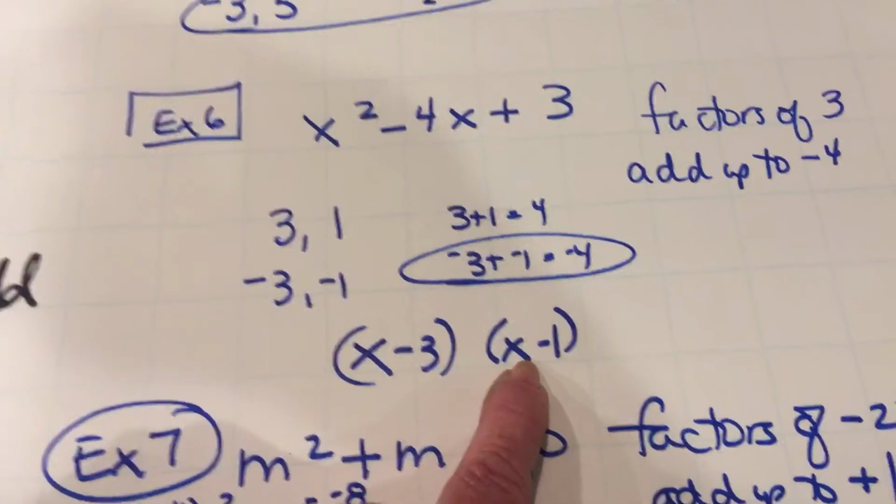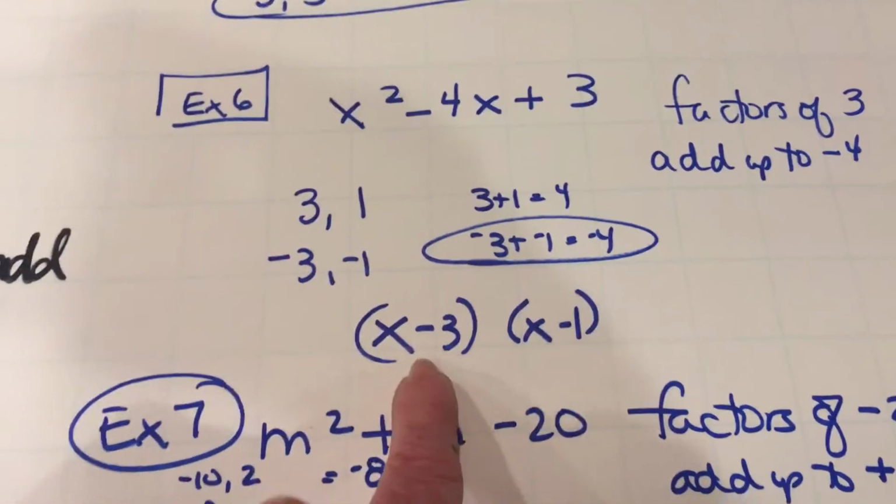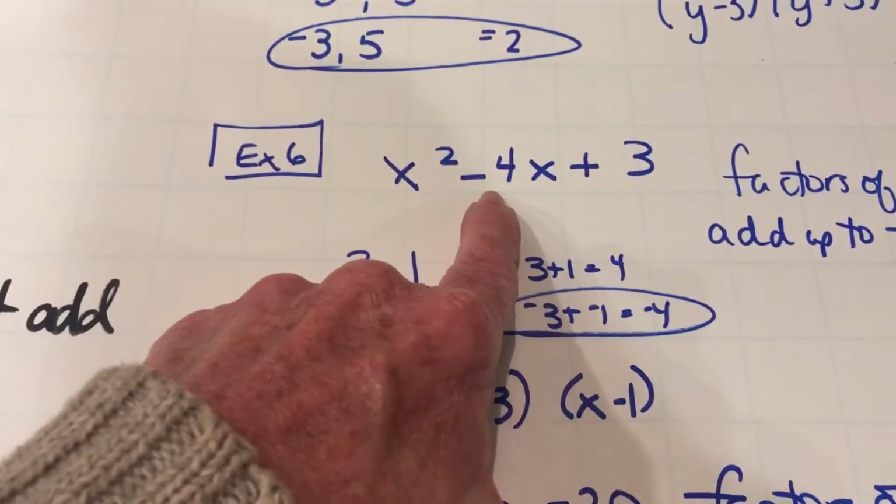Again, you're going to check by FOIL. X squared minus 1x minus 3x. So minus 1x minus 3x gives me my minus 4x.